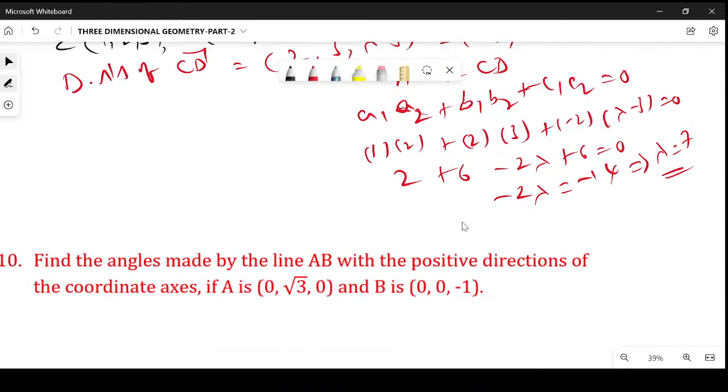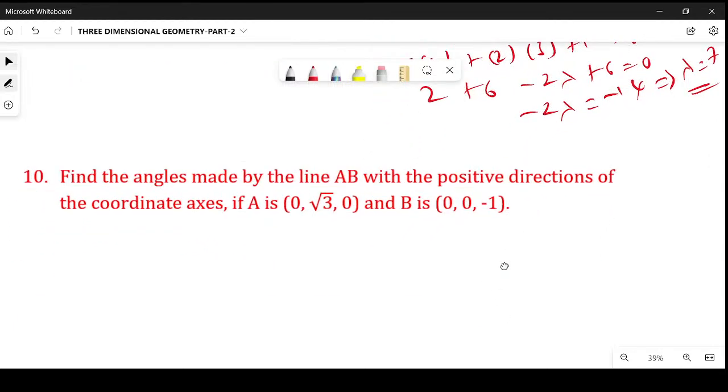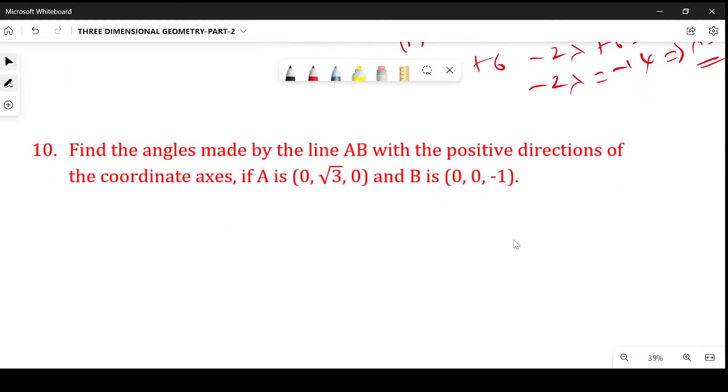Tenth one. Find the angles made by the line AB with the positive directions of the coordinate axes. A is (0, root 3, 0) and B is (0, 0, minus 1). They are given this. You can see now this problem: we will find the direction ratios of AB bar with the coordinate axes. I can read the DRs of AB bar.